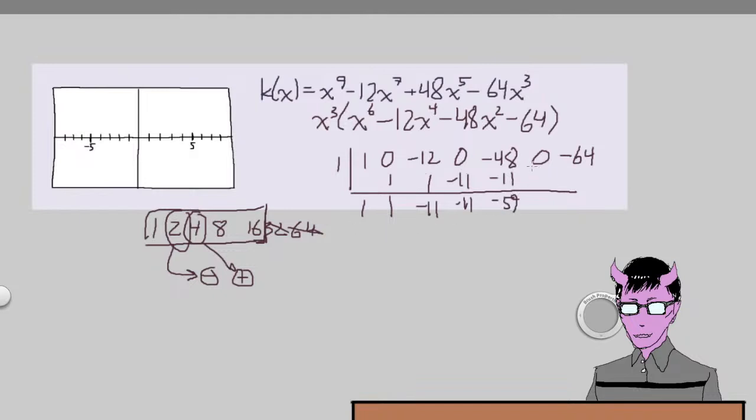Yeah, doesn't work. Gets us a negative value. Alright, let me double check to make sure I've written the problem correctly again. We have x to the 9, negative 12x^5, positive 48x^5, negative 64x cubed. Okay. And we factored out the cubic from each of those terms, so this is correct.